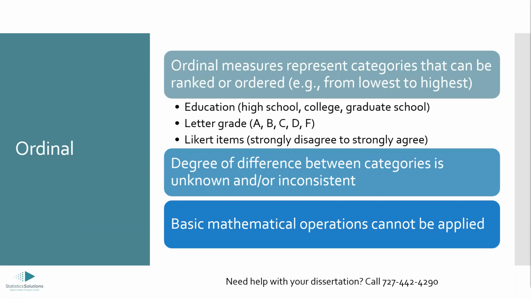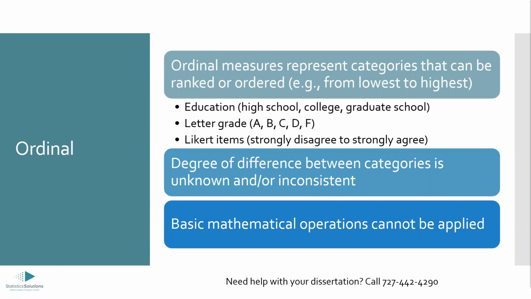But the issue with ordinal data is that the degree of difference between categories is unknown and/or inconsistent. So for example, take something like education, where we have the three groups: high school, college, and graduate school. Even if you were to assign numerical values to these categories, for instance, you can assign a 1 to high school, a 2 to college, and a 3 to graduate school, we don't necessarily know how much more of an education someone has being in college compared to high school, and being in graduate school compared to college.